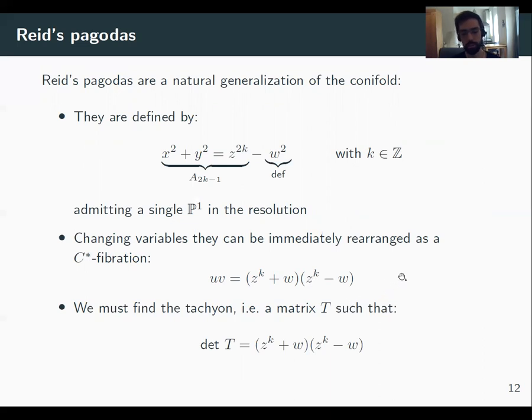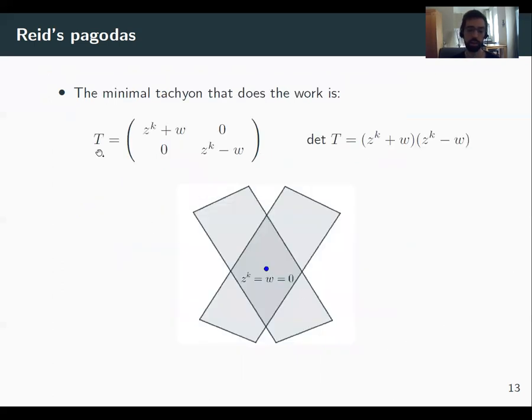And now the last step is to find the tachyon, that is a matrix T, such that its determinant is equal to the product of these two factors. It can be shown that the minimal tachyon that does this work is the one depicted here, because its determinant trivially reproduces what we want. Physically, what we are doing is describing a system of two branes, each one corresponding to one of these factors, that intersect each other on a single point defined by z to the k equals w equals 0.